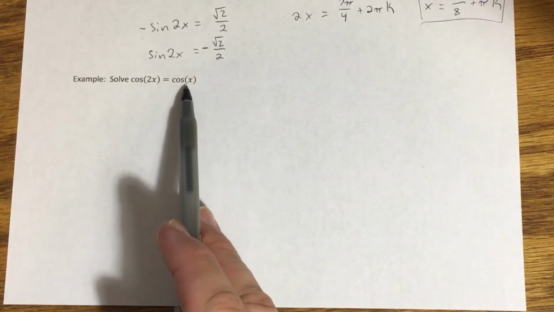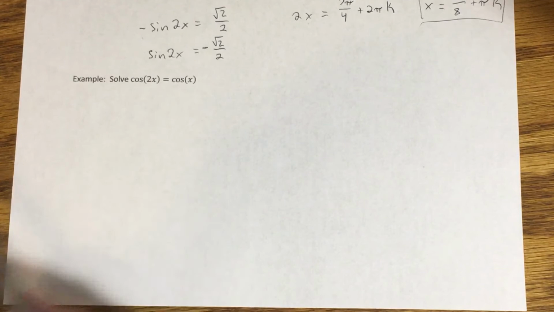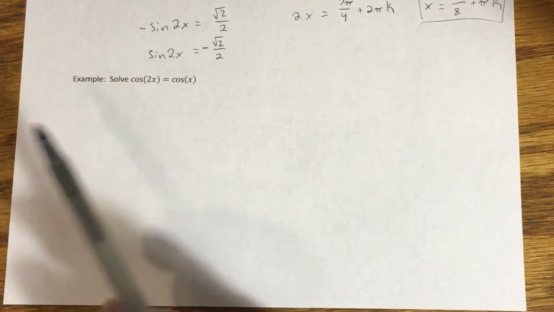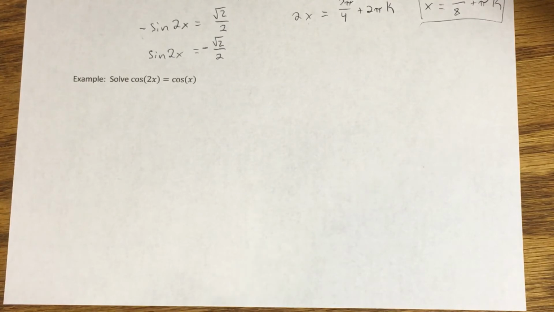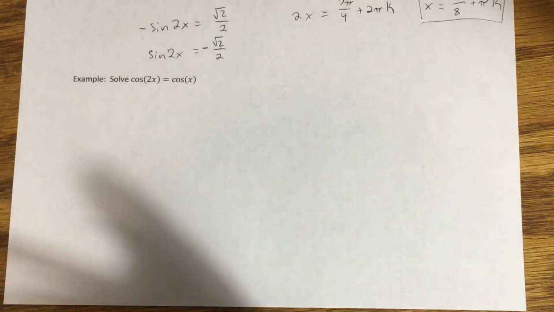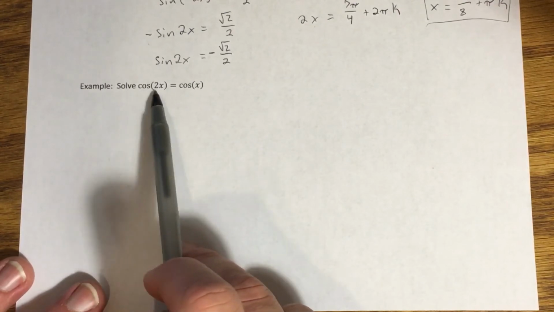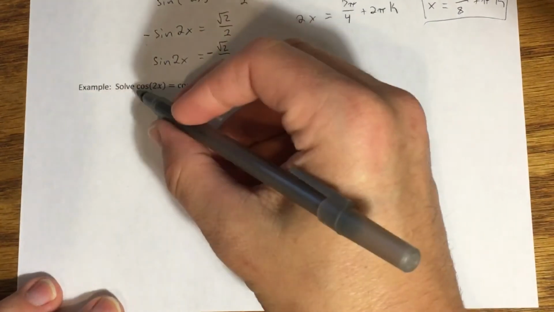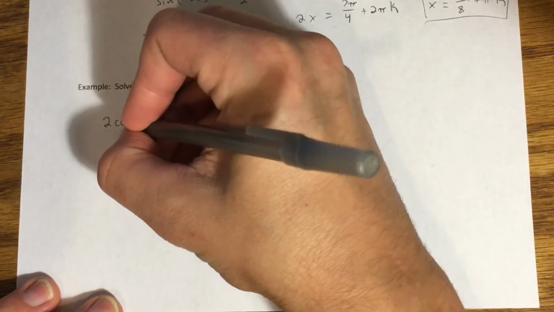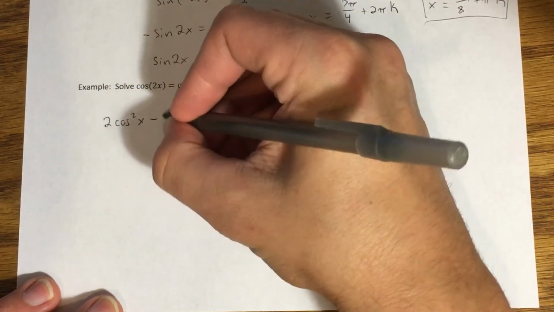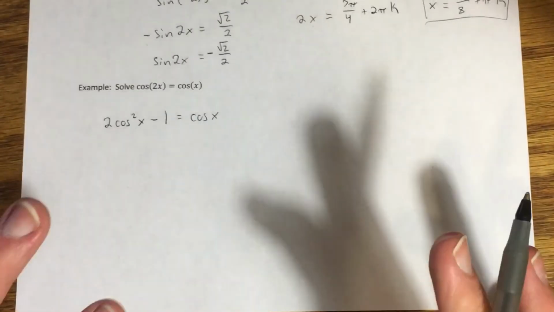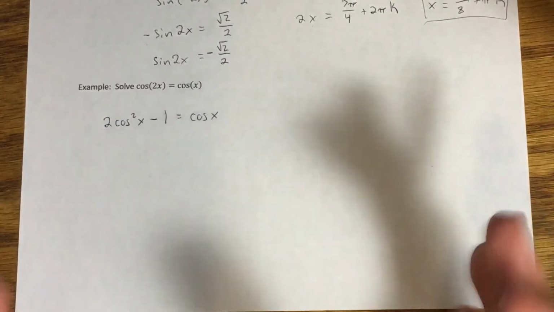Because I already have a cosine of x over here, I'm going to want everything to be in terms of cosine. If you think through your double angle identities for the cosine of 2x, two of those involve a sine squared somehow. I don't want to use those because I don't want to mix sines and cosines. I want to use the one double angle formula for cosine that only uses cosines, and that's this one. Cosine of 2x is equal to 2 cosine squared of x minus 1. And that's equal to cosine of x. Okay? That's going to get me somewhere.